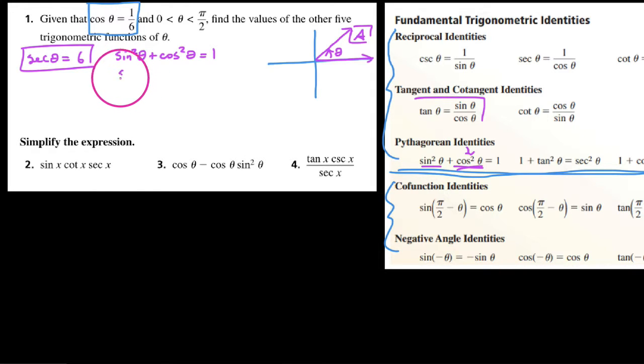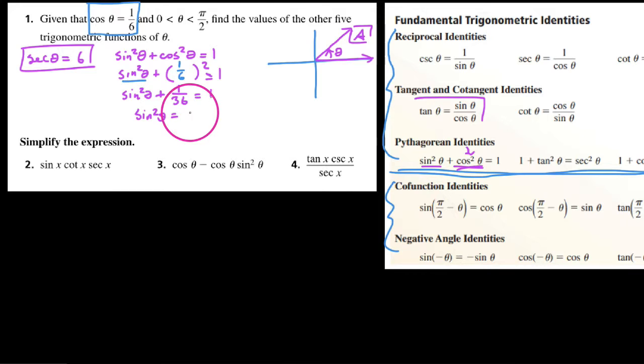Then we're going to say that the sine squared of our angle plus the cosine squared of our angle is 1, even if cosine is equal to 1/6. Because this is true, we're going to simplify and solve for our sine value. So we have sine squared of theta. When we square our 1/6, we get 1/36, and this is equal to 1. Our job will be to get sine by itself now, so we subtract 1/36 from both sides.